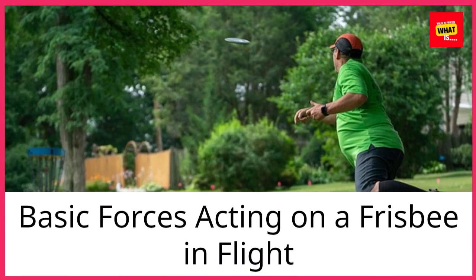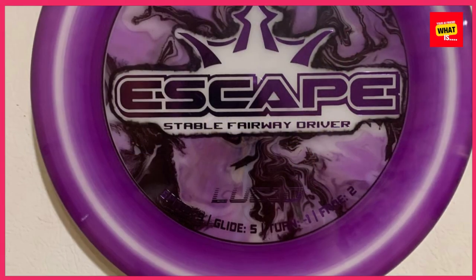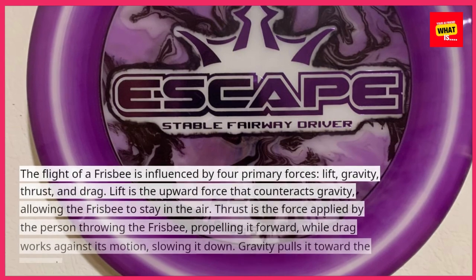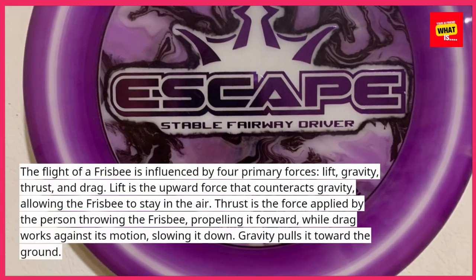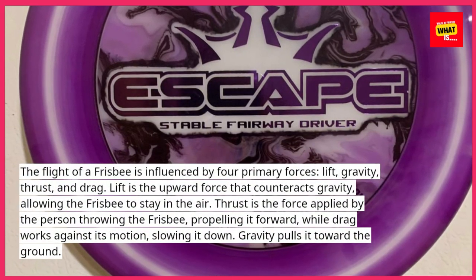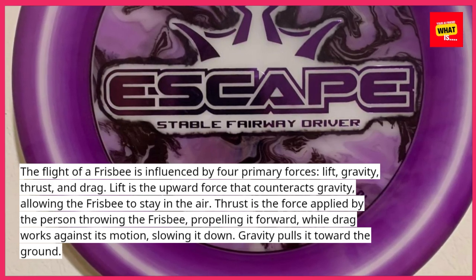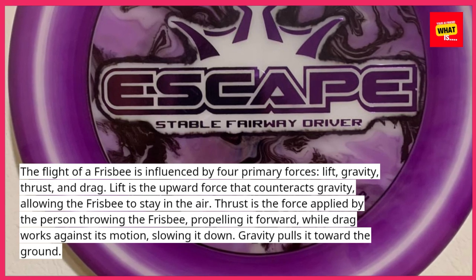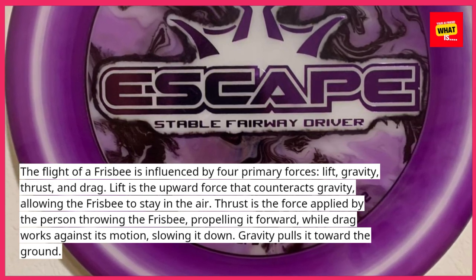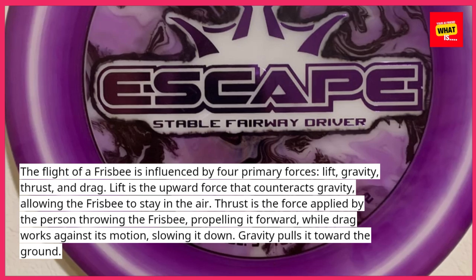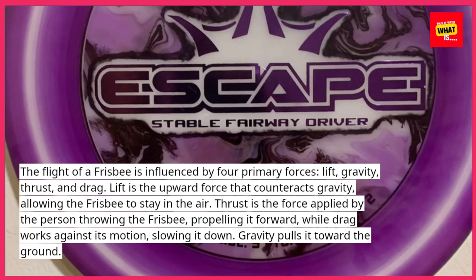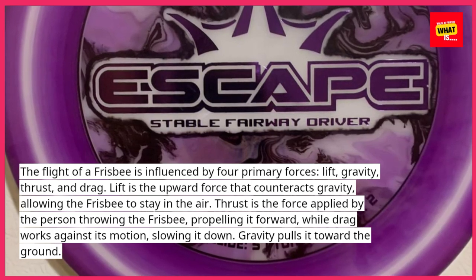Basic forces acting on a frisbee in flight. The flight of a frisbee is influenced by four primary forces: lift, gravity, thrust, and drag. Lift is the upward force that counteracts gravity, allowing the frisbee to stay in the air. Thrust is the force applied by the person throwing the frisbee, propelling it forward, while drag works against its motion, slowing it down. Gravity pulls it toward the ground.